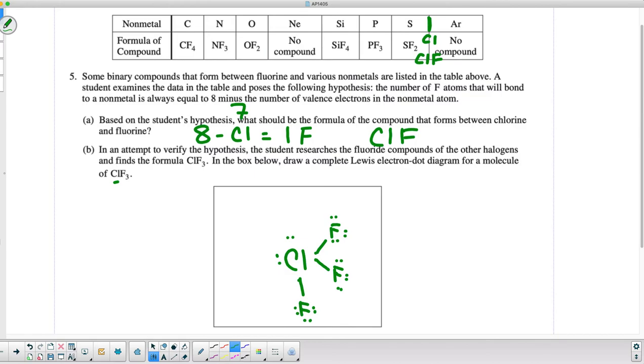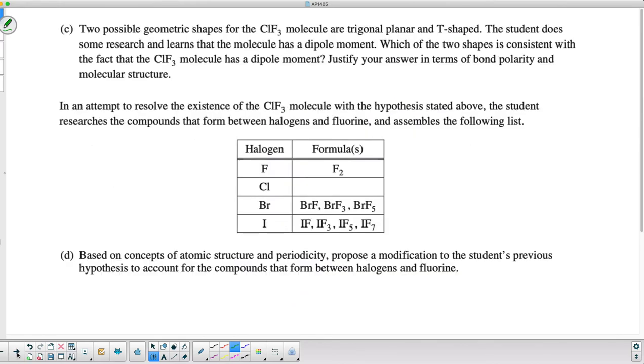Now there's another question here. So we get into letter C. It says 2 possible geometric shapes for the ClF3 molecule are trigonal planar and T-shaped. The student does some research and learns that the molecule has a dipole moment. This is important here. That's going to help us determine the difference between the trigonal planar and the T-shape. Which of the 2 shapes is consistent with the fact that the ClF3 molecule has a dipole moment? Justify your answer in terms of bond polarity and molecular structure.